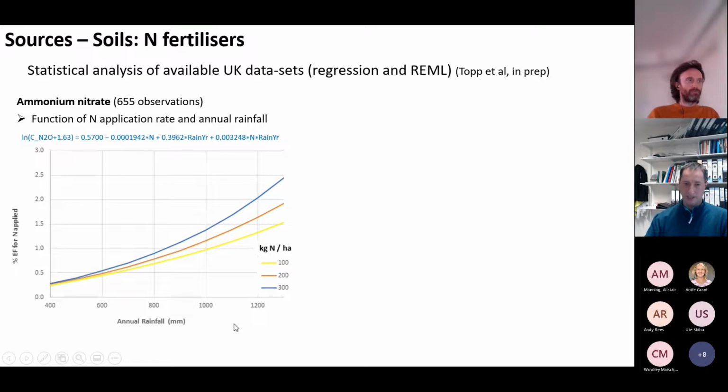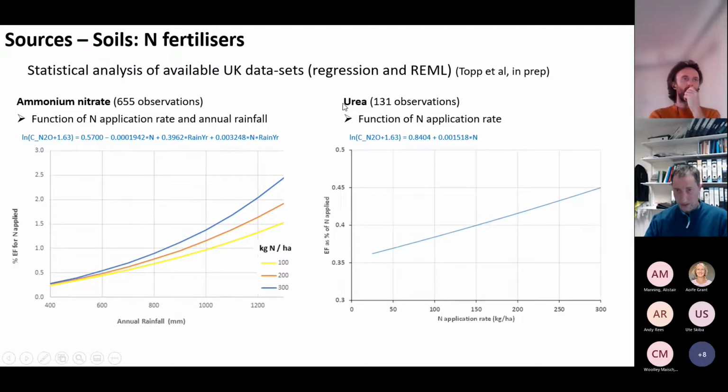And so you can see some examples here. The 3 curves give you 3 different nitrogen application rates, yellow being 100 kilograms per hectare, going up to the blue up to 300. So you can see the emission factor, which is on the y-axis here, increases with the application rate. So the proportional loss increases with application rate. And we've seen that before, that's understood, but also increases with the rainfall. And so we can see emission factors that we might expect across the UK going from, for ammonium nitrate, from 0.25 and a tenfold difference up to 2.5% of the applied nitrogen.